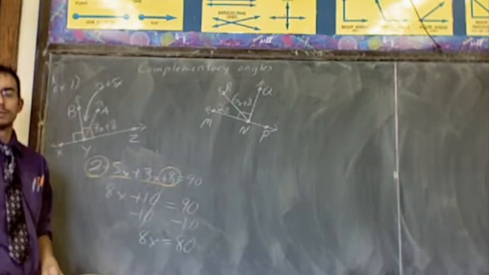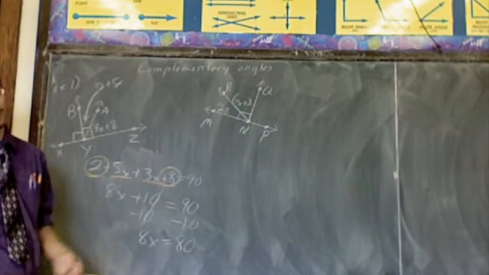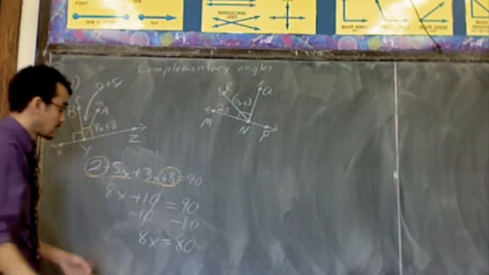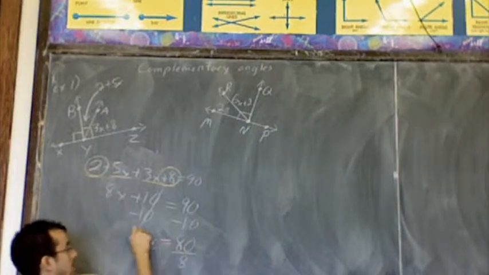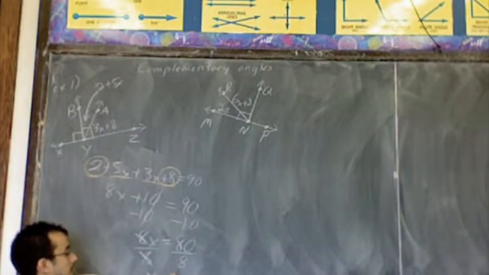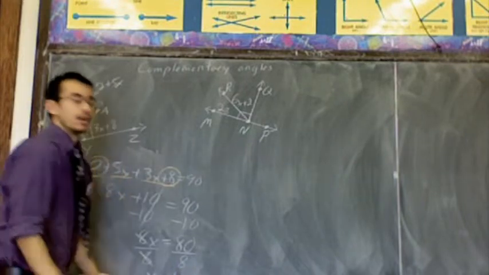And then one more step to solve this. This says 8 times x. I don't want to know what 8 times it is, so I need to get rid of it. Instead of multiplying by 8, I'm going to divide by 8. The 8's are going to cancel here, and I'm going to find out that x is 10, which is good.